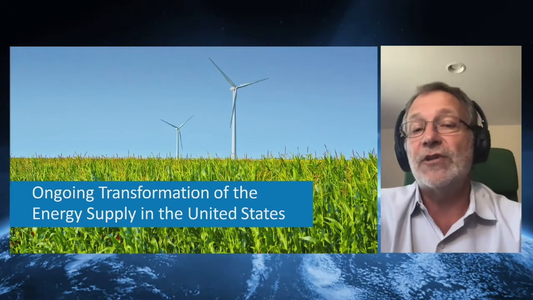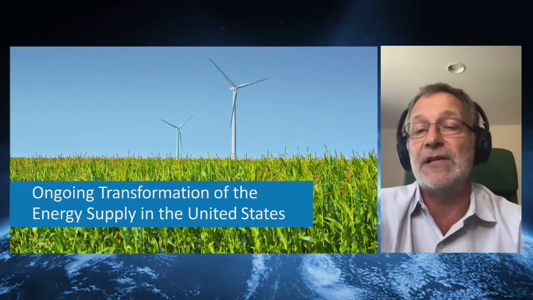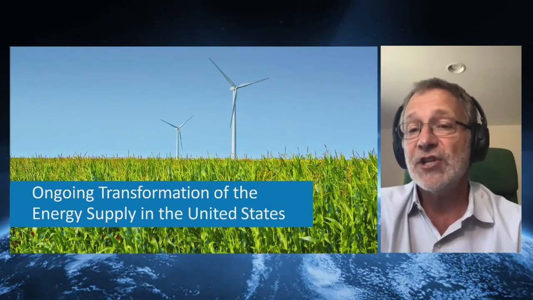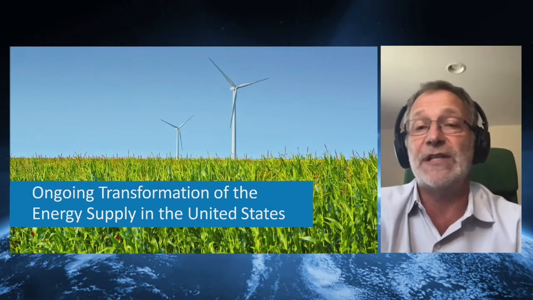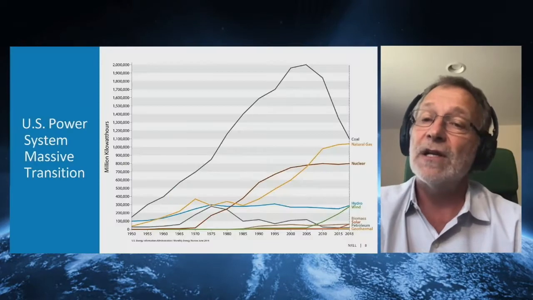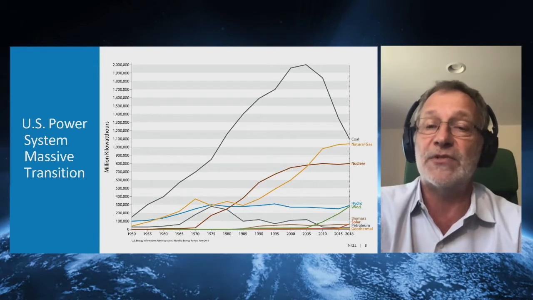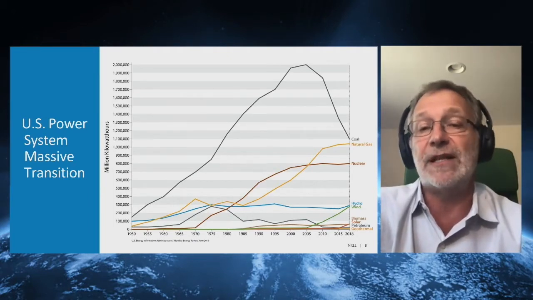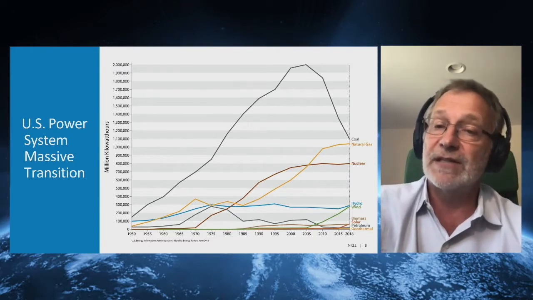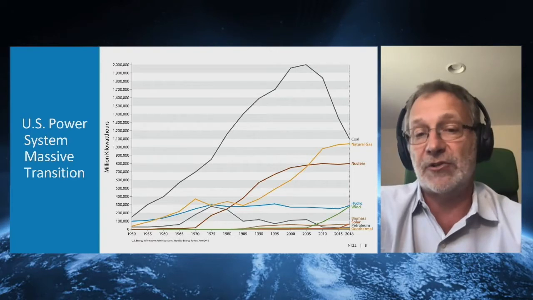So when you look at the United States, we're going through a transformation of the energy supply. Major changes, some of you have probably seen this. We're seeing major transformation going on right now. Let's look a little bit into the details of what we're seeing right now on the power systems. The big black curve is coal. We're seeing that over the last couple of years, there has been a huge decline in coal for producing electricity.